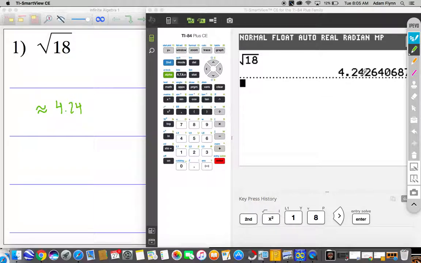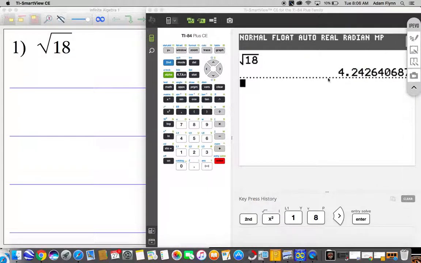And the reason I didn't round up to 4.25 is because this 2 here is a number that's under 5. If we had 5 through 9, we would round up to 4.25, but because I have a 2 here, we'll just leave it as 4.24. This second place is our hundredths place, and if you look back at our notes, I would strongly prefer if you rounded to the hundredths place.